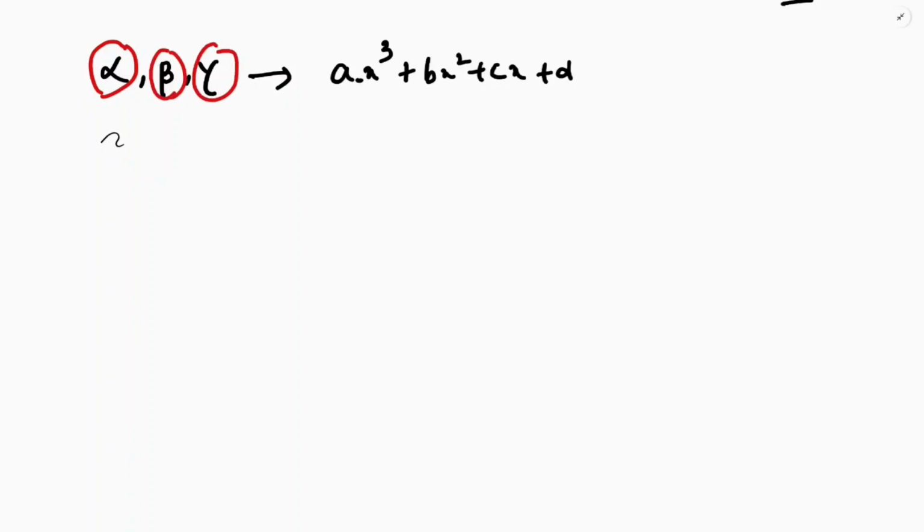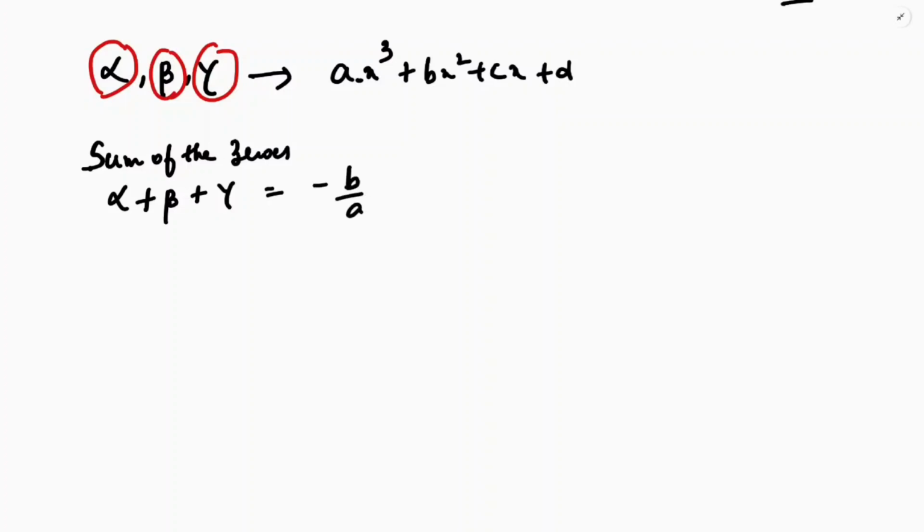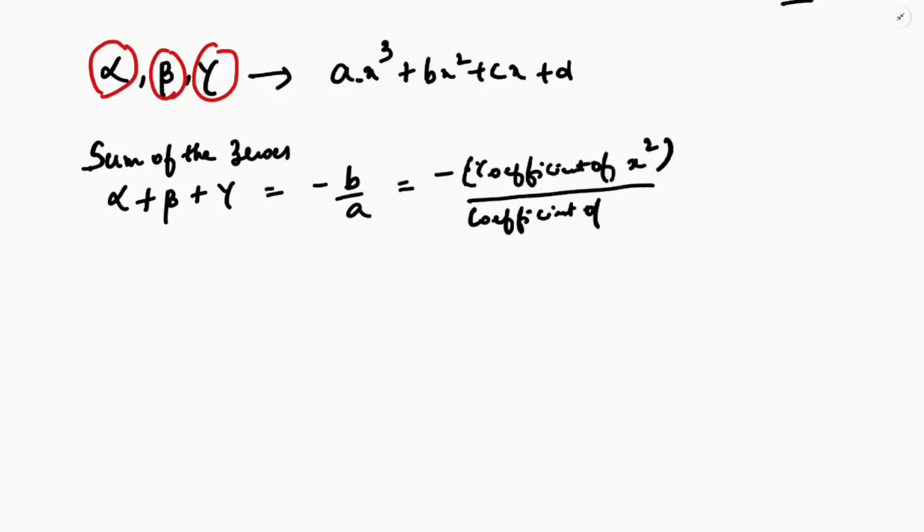So first one is sum of the zeros, which is nothing but alpha plus beta plus gamma. So minus b by a. Or you can write it as minus coefficient of x square by coefficient of x cube.